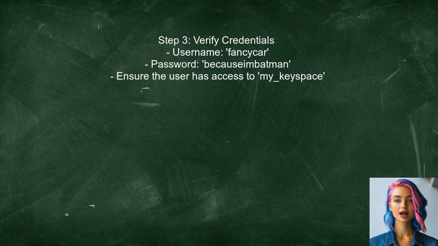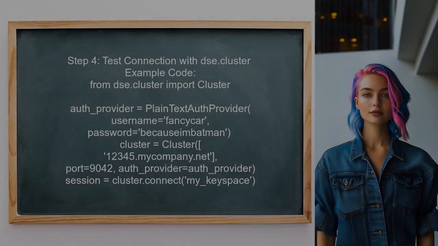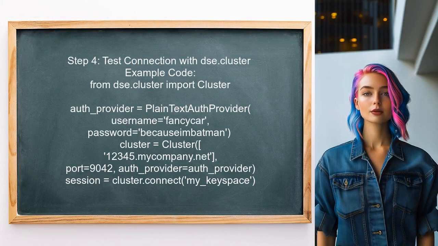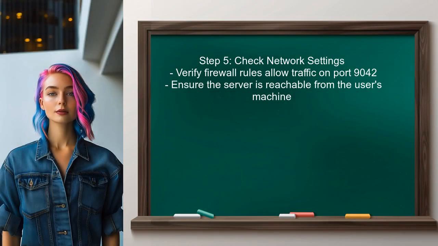Now, let's focus on the authentication process. The user needs to ensure that the username and password provided in the connection code are correct and have the necessary permissions. After verifying the credentials, the user should test the connection using the DseAuthenticator library. This library is recommended for connecting to DataStax Enterprise Cassandra. Finally, if the user continues to experience issues, they should check the network settings and firewall rules to ensure that the connection to the Cassandra server is not being blocked.